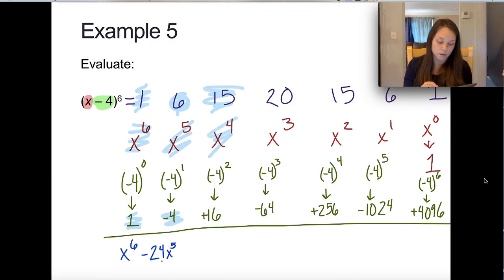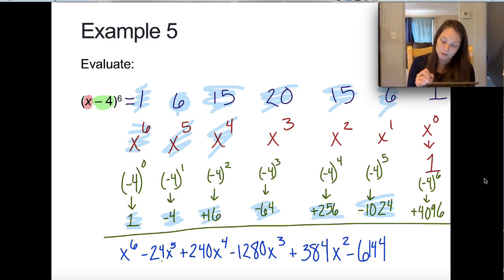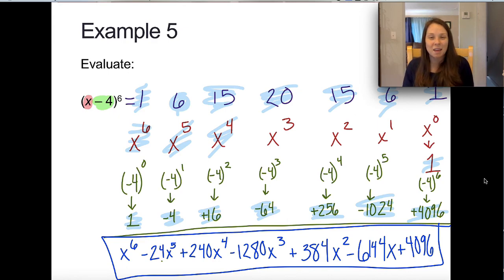Then I take 15 times x to the 4th times the positive 16, which gives me a positive 240 x to the 4th. Multiplying the second column, 20 and -64, gives me a product of -1280, and then the variable x cubed tags along the end. Multiplying the coefficients of 15 and positive 256 gives me positive 3840 x squared. Then I take the product of 6 and -1024 to give me -6144, should be x. And then last but not least, we're doing 1 times the positive 4096. That's the easiest one. We get positive 4096. And that really long thing is our answer when we multiply those binomials together 6 times.